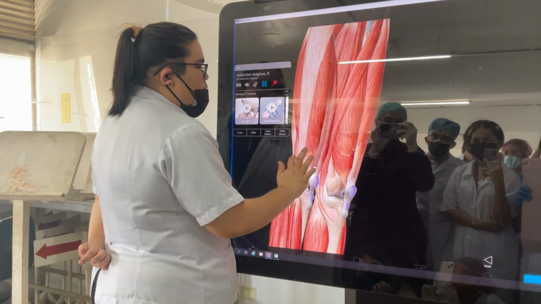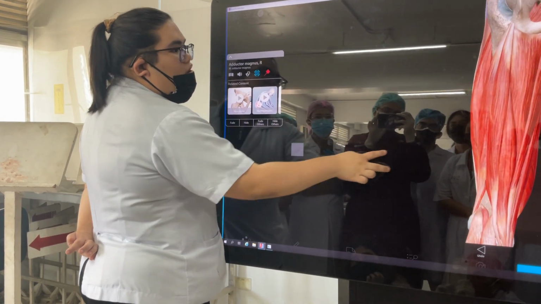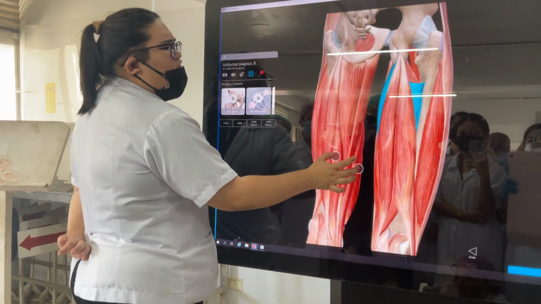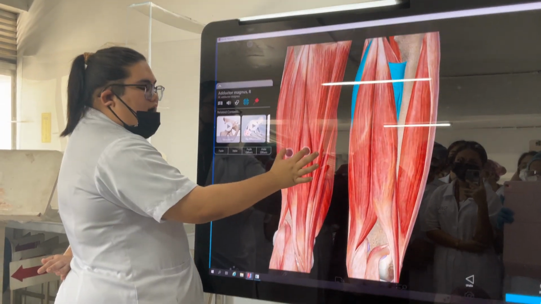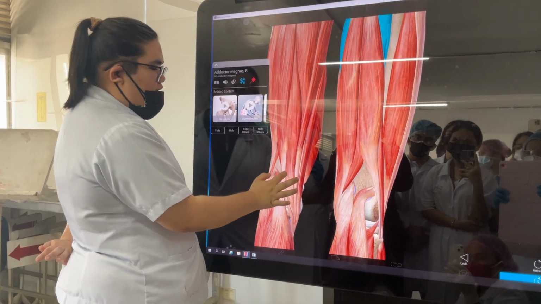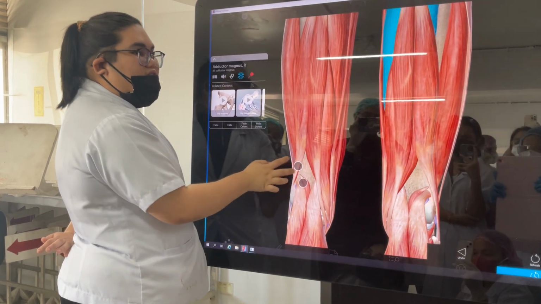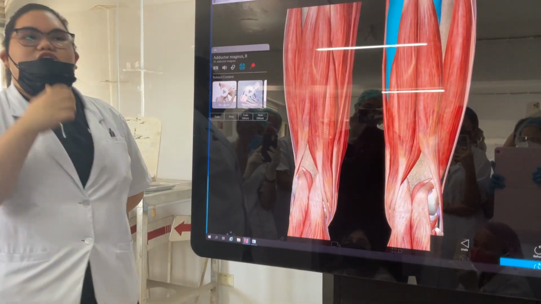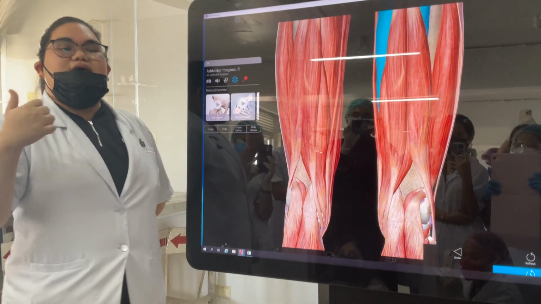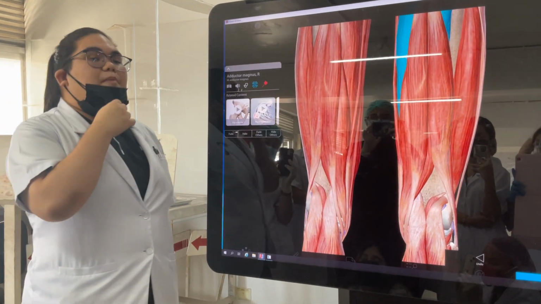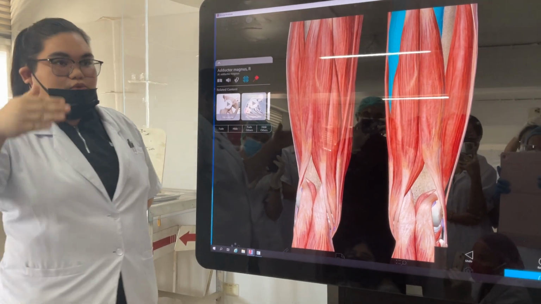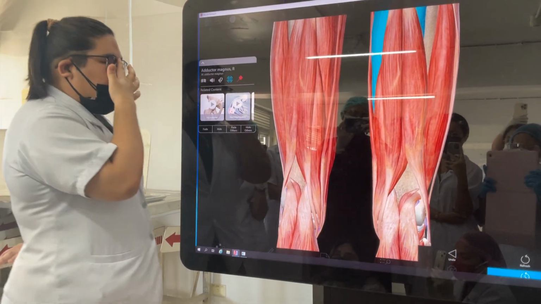So now let's talk about the posterior muscle group. If your anterior thigh belongs to the quadriceps group, what are the muscles in your posterior thigh? It's your hamstrings. And the components of your hamstrings are your biceps femoris, your semitendinosus, semimembranosus, and some would say a part of your adductor magnus because it will encroach to the posterior side.